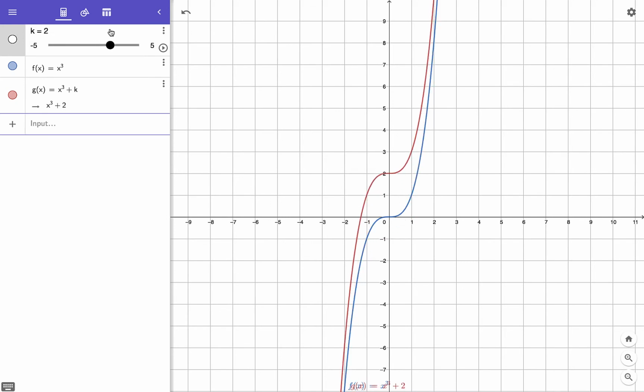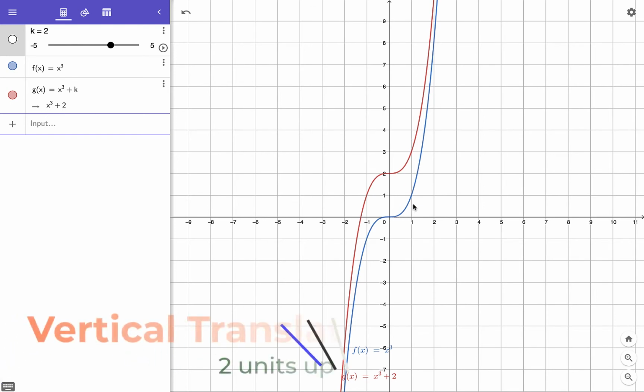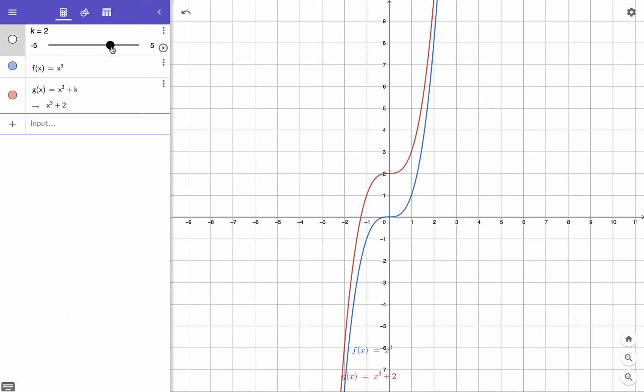For example, this is x cubed plus 2. The function shows here as g of x equals x cubed plus 2. So it's 2 units up. The red graph is a translation of the parent graph, x cubed, 2 units up. If I change k to 3, it goes 3 units up, and the function is x cubed plus 3. This is true for any function.